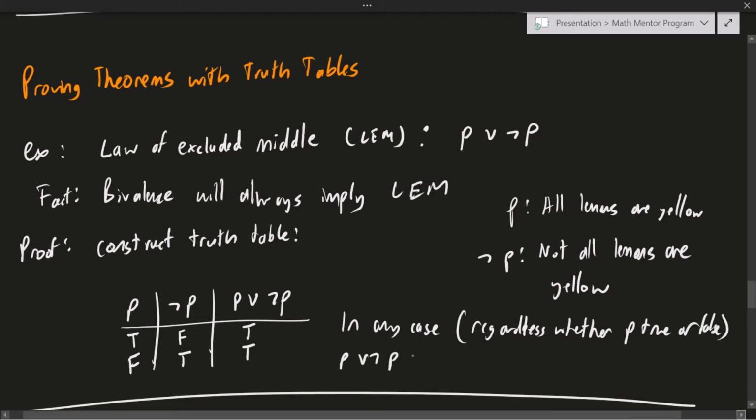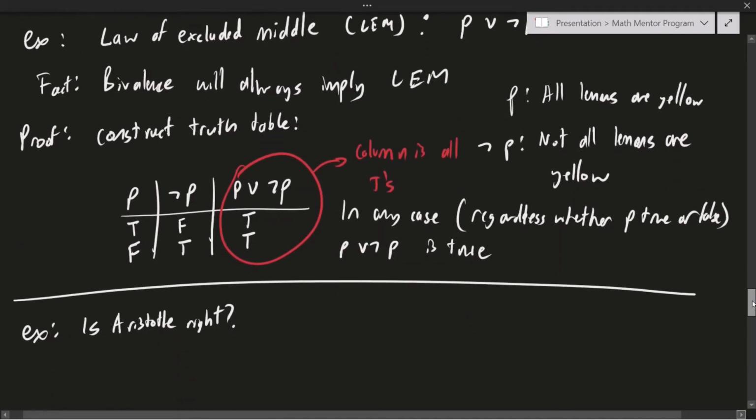Remember, we had a definition at the beginning called a tautology, and that's exactly what this is. You're basically looking for a column of all T's, right? That's what a tautology is. So the column is all T's, okay? And we'll continue doing this for the remainder of this video.